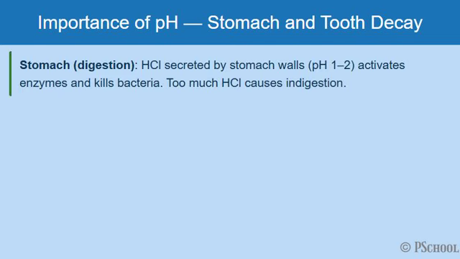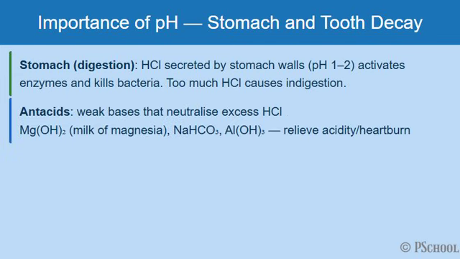Our stomach secretes hydrochloric acid at pH 1 to 2 to activate enzymes and kill bacteria. Too much acid causes indigestion. Antacids are weak bases that neutralize excess hydrochloric acid. Examples: magnesium hydroxide, milk of magnesia, sodium bicarbonate, and aluminium hydroxide.